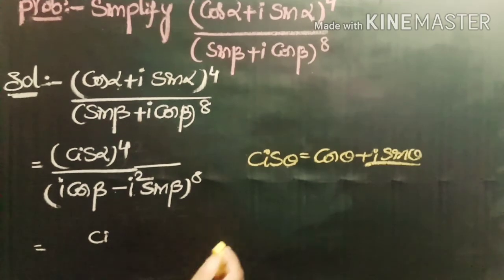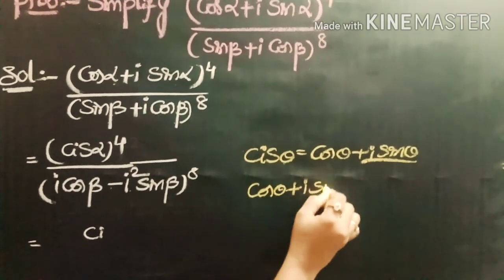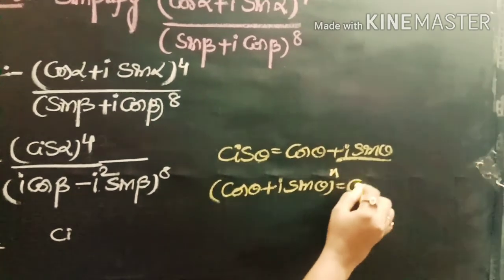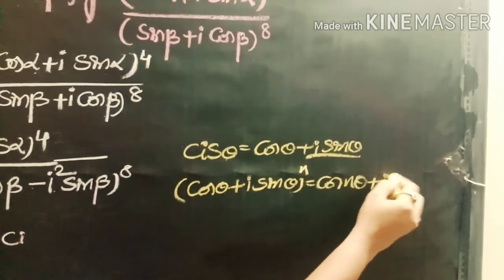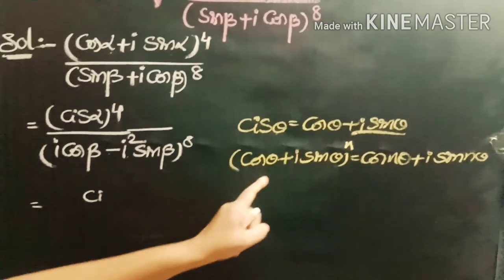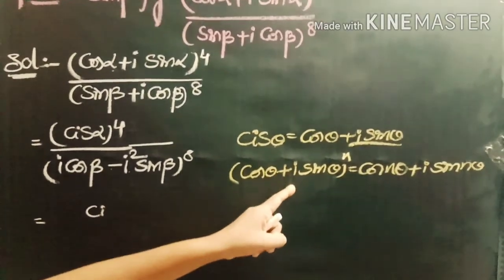the next formula, we know that (cos theta + i sin theta)^n is equal to cos n theta + i sin n theta. This is the formula of De Moivre's theorem. (cos theta + i sin theta)^n is equal to cos n theta + i sin n theta, which is nothing but De Moivre's theorem.